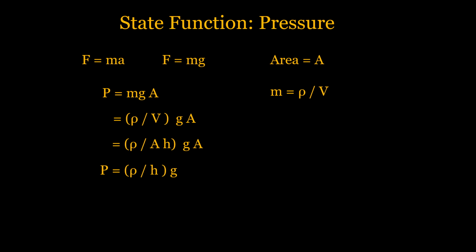Notice that in the final equation, cross-sectional area of the column is not given. Therefore, pressure does not depend on the cross-sectional area of the column. This makes pressure an intensive property.